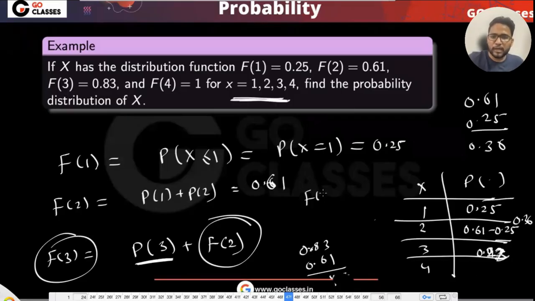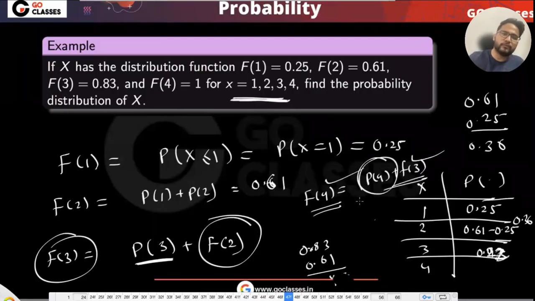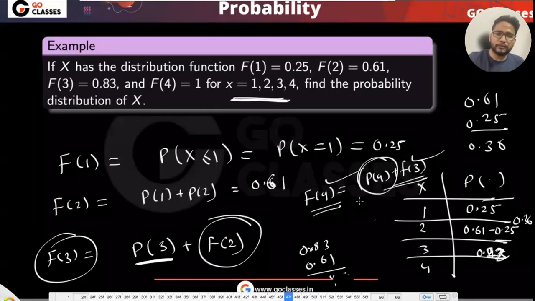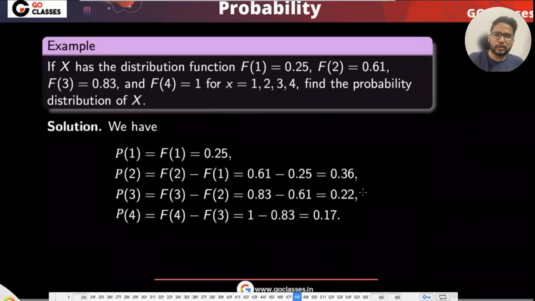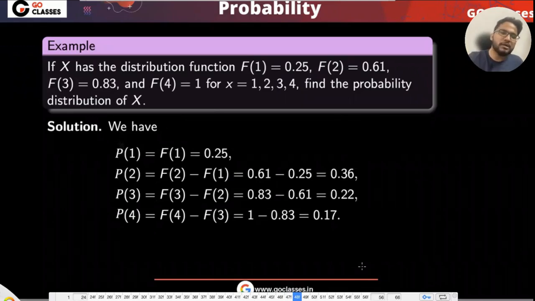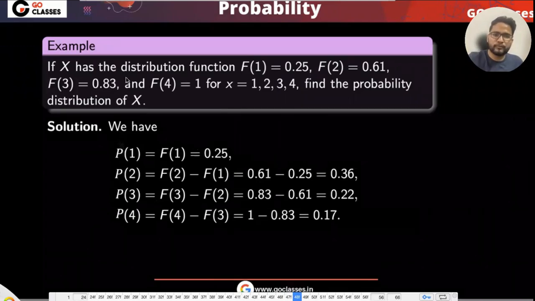How can you get this P4? F4 they have given, and it will be P4 plus F3. P4 you can calculate using F3 and F4, which is given to you. Okay, so just see here, these are your answers. Basically, this function is an increasing function, and the difference between the two consecutive values, F1 and F2, is just the probability of x equal to 2. Because that was the jump you made at 2 when you plotted the graph.